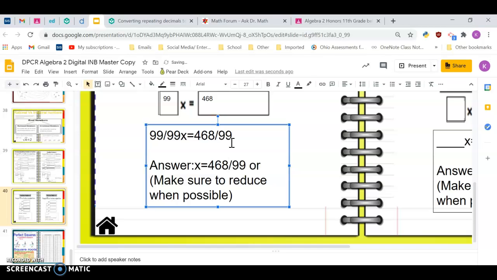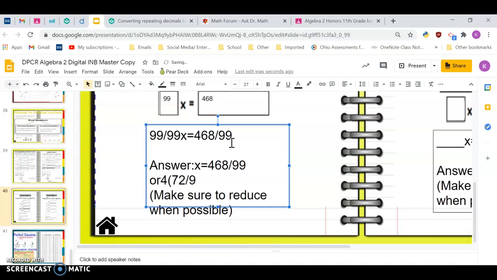We could also make sure that we reduce this when possible. This could also be turned into 4 and 72 over 99. That's just me writing this as a mixed number. Or I could write this again with that 72 and 99 reduced down to 8 over 11. So that could be 4 and 8 over 11. Now I showed you all three forms of this because I want to show you that you can write this as an improper fraction, a mixed number, or a reduced mixed number.